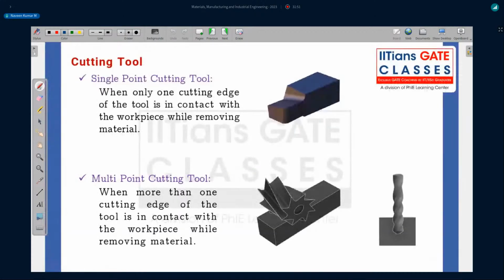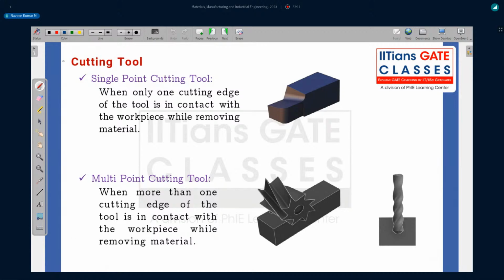So, single point cutting tool. What is a single point cutting tool? A single point cutting tool has a single cutting edge in contact with the workpiece. Only one cutting edge is in contact with the workpiece.